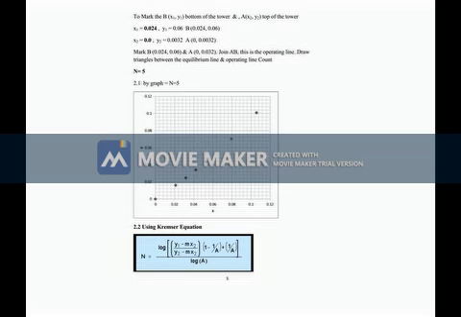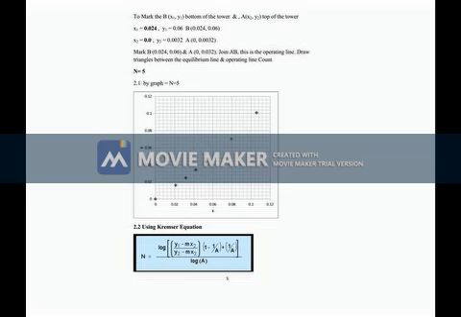Then what else is given? Y1 is equal to 0.06. Then temperature is given, 293 K. Pressure is 1 atmosphere. 1 atmosphere means you have to convert it into Pascal. 1 atmosphere is equal to 1.035 into 10 raised to 5 Pascal.